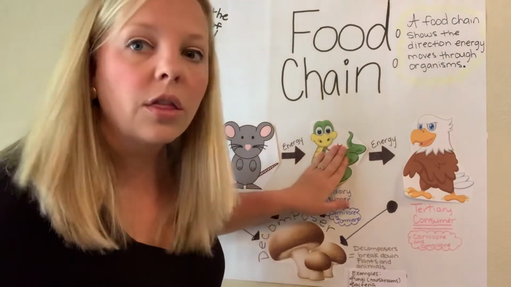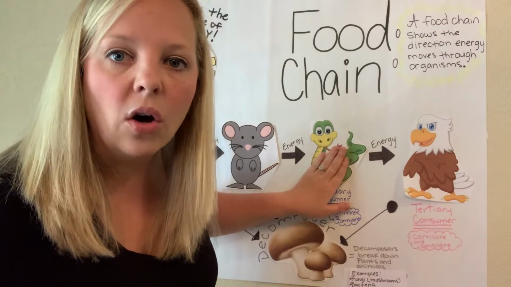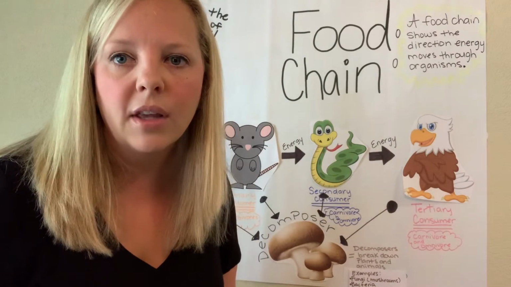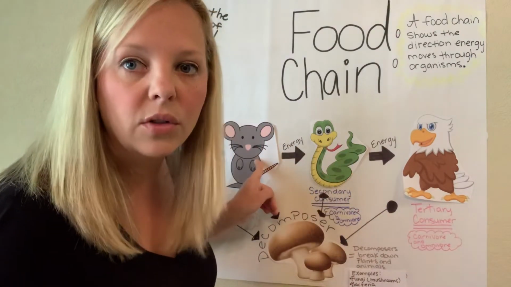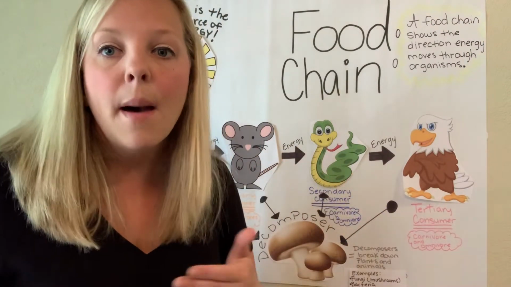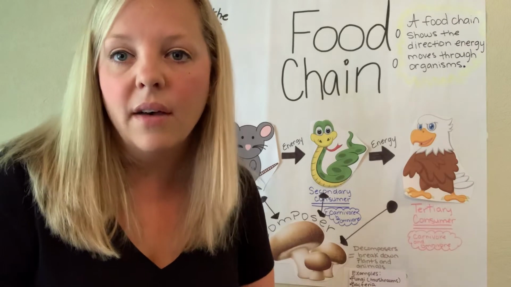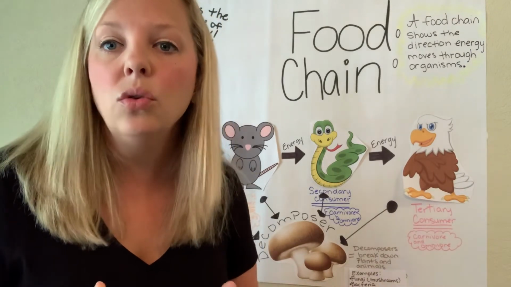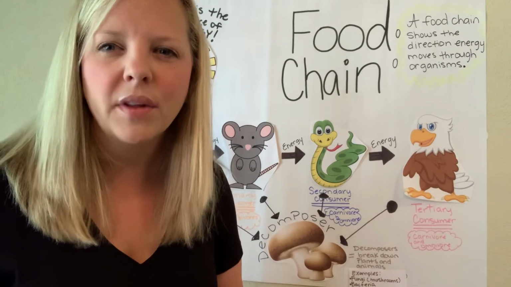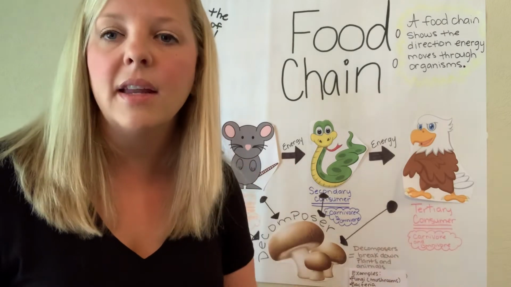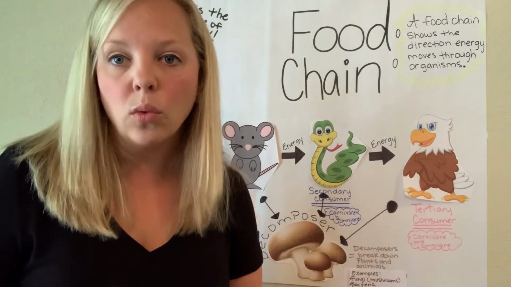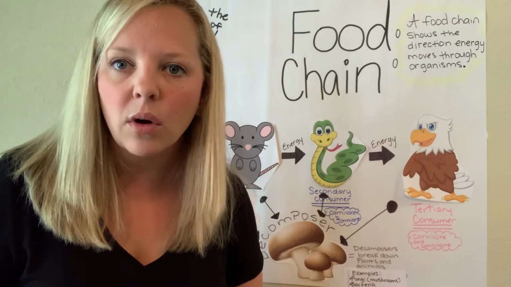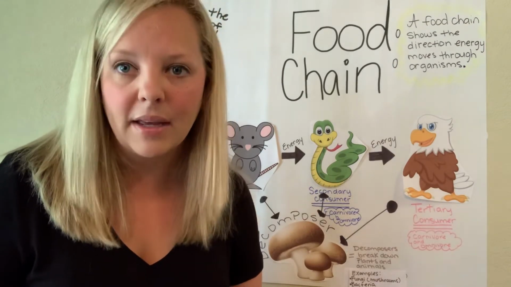And now we're to the third trophic level, which is called secondary consumers. And these are organisms that will eat primary consumers. And that's how they get their name, because they are the second level of consumers, because they consume the primary consumers. There are two types of these. They can either be a carnivore, which means that they eat meat only, or they can be an omnivore, where they eat meat and plants.